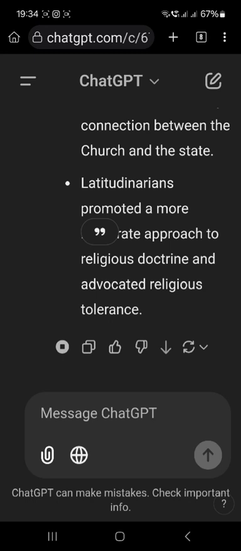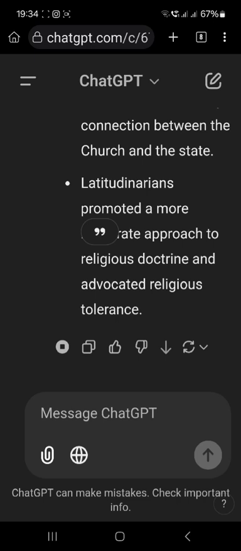Number 2, limited resistance. Unlike many other revolutions characterized by widespread rebellion or civil war, the Glorious Revolution faced relatively limited resistance. King James II's support dwindled quickly, and he ultimately chose to flee, rather than engage in a protracted and violent struggle to maintain his position.